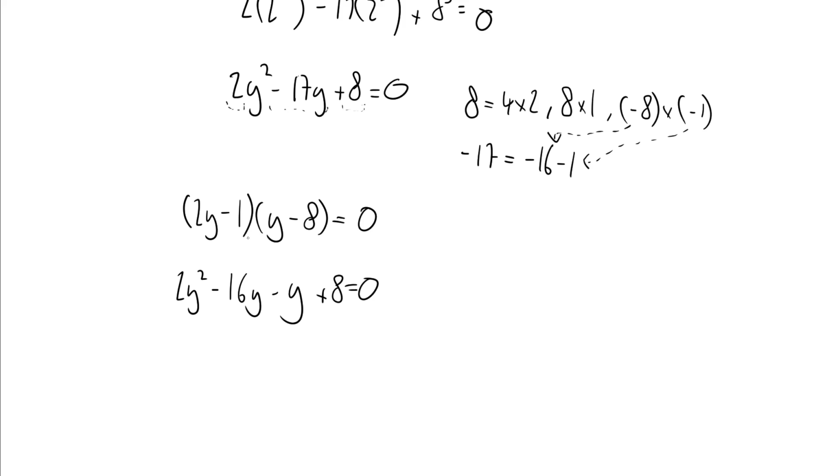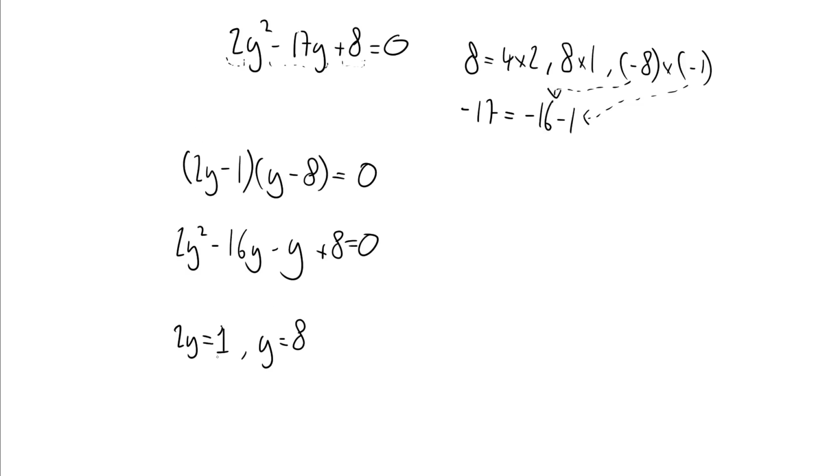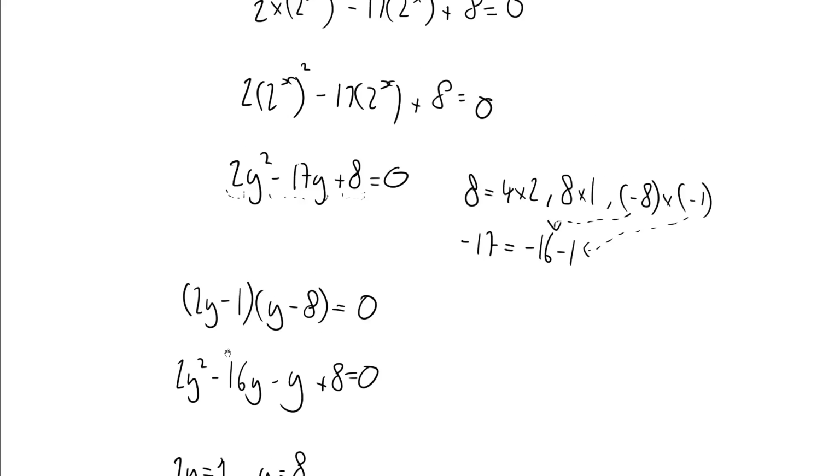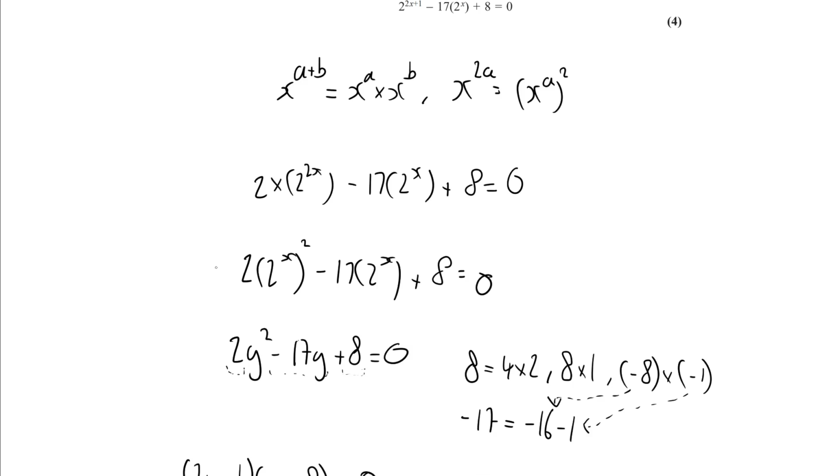So we can see that in order to set this bracket equal to 0, 2y must be equal to 1, positive 1, oops. And y must be equal to 8. Now we need to remember here that y is equal to 2 to the x. And the equation we're told to solve is in terms of x up here. So we need to get our solutions in terms of x.